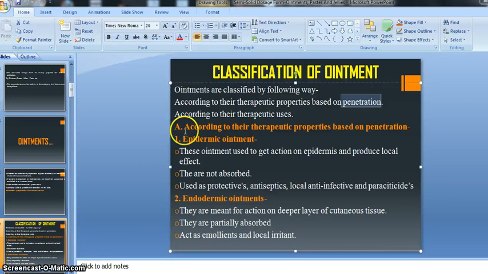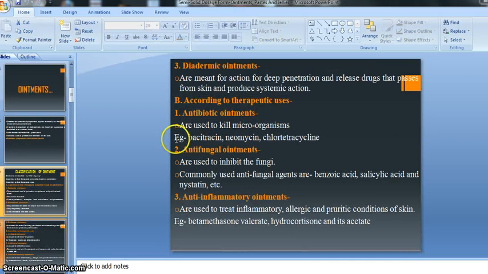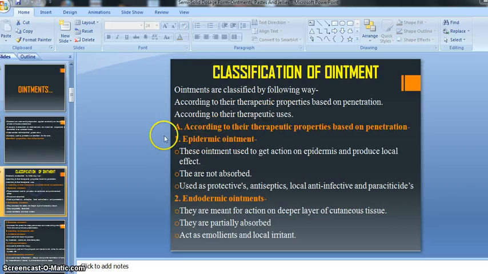So let's see, according to their therapeutic properties based on penetration, the main classes are also classified into subtypes, that is epidermic ointment, endodermic ointment, and diadermic ointment. Penetration means where our ointment is penetrated from, right?